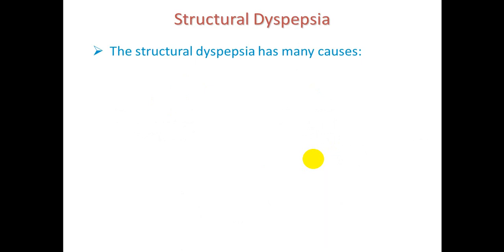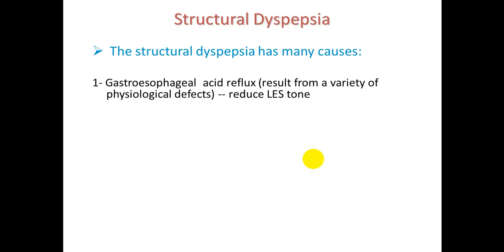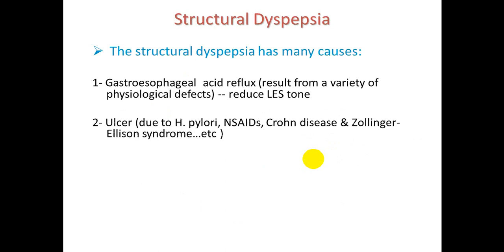What about structural dyspepsia? Structural dyspepsia has many causes. The first is GERD, gastroesophageal reflux disease, usually due to reduced lower esophageal sphincter tone. Many causes for it, like smoking and obesity, and other causes by medication. Ulcer, at the top of the list, is H. pylori infection, Crohn's disease, non-steroidal anti-inflammatory drug side effects, Zollinger-Ellison syndrome, and so on.